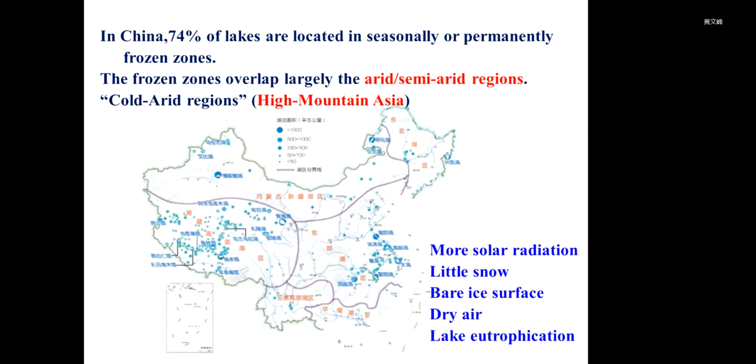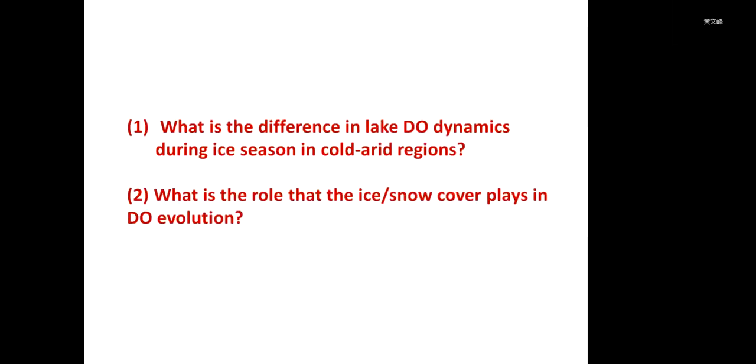In China, 74% of lakes are located in seasonally or permanently frozen zones, and these frozen zones largely overlap the arid and semi-arid regions. So I mean the cold arid regions. As we know, the high mountain area is featured by these cold arid regions. In these regions, we usually have dry air, more solar radiation due to the lower latitudes, and little snow in winter. This can create a bare ice surface. And also, lakes in these regions are somewhat euphotic.